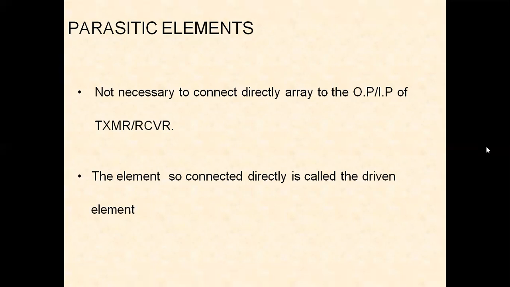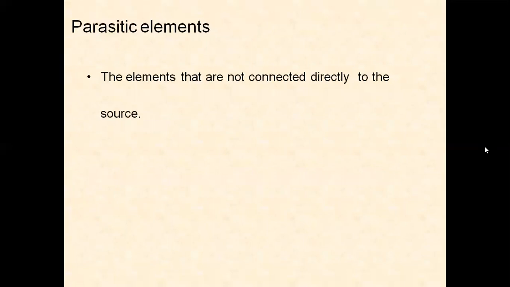These are the elements of lens, wires, and we have many parasitic elements. Out of many parasitic elements, if it is connected to the transmitter or receiver, we call that element the driven element. So Yagi-Uda antenna consists of a driven element as the main antenna. The elements that are not connected directly to the source are the parasitic elements. The elements that are connected to the source is a driven element, whereas the elements that are not connected directly to the source are parasitic.